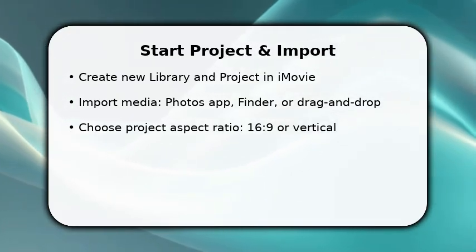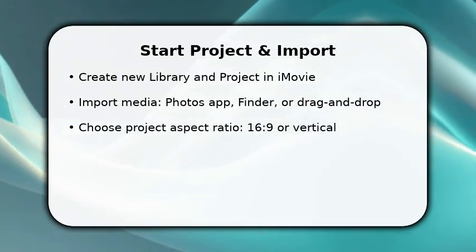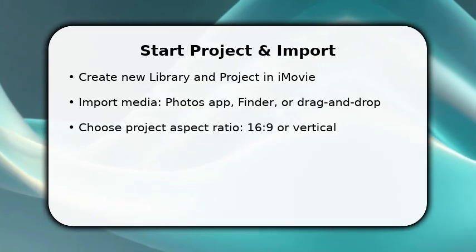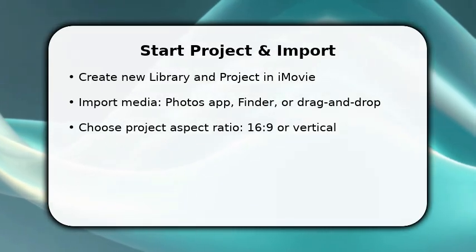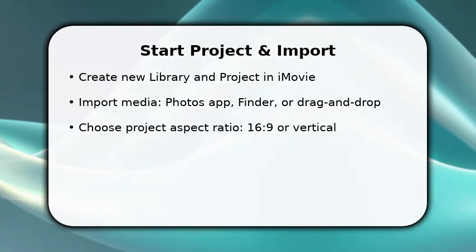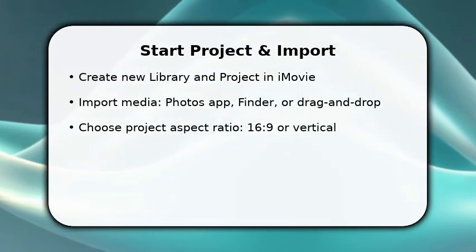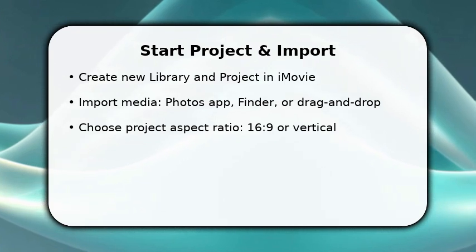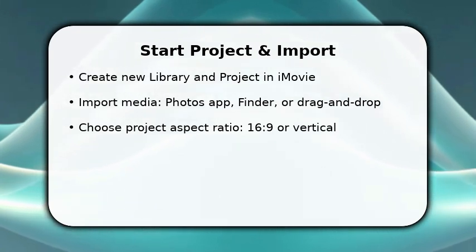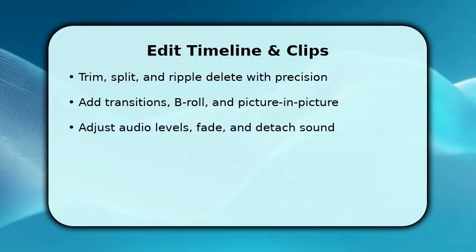Once done, set the project aspect ratio and frame rate to match your intended delivery, 16:9 for landscape or a vertical canvas for phone. Make sure to rename the project and check available disk space so playback stays smooth while you assemble clips. You now work the timeline.